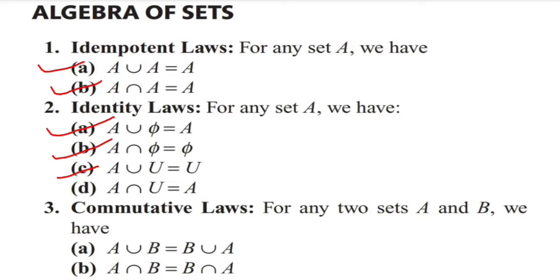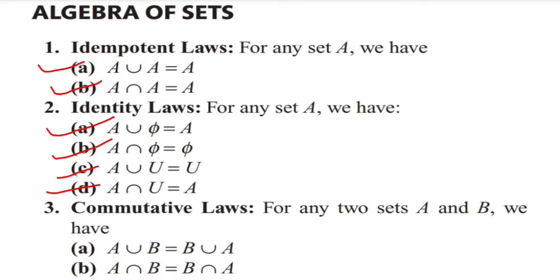A union U, that is the universal set U here. A union U equals U only, and A intersection U equals A. These four properties belong to what? Identity law. Next, third one, commutative laws, right?